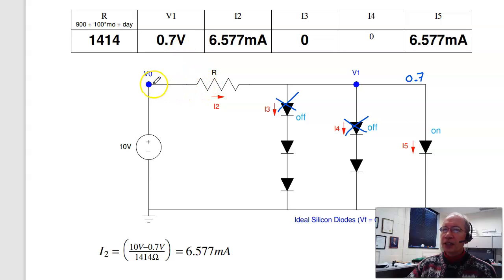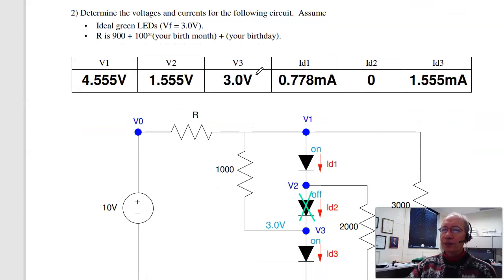The current is 10 minus 0.7 over R. My R is 1414 ohms. Gives you 6.5 milliamps. That current's got no place to go except for I5. I5 has to match I2. So that's the first problem.